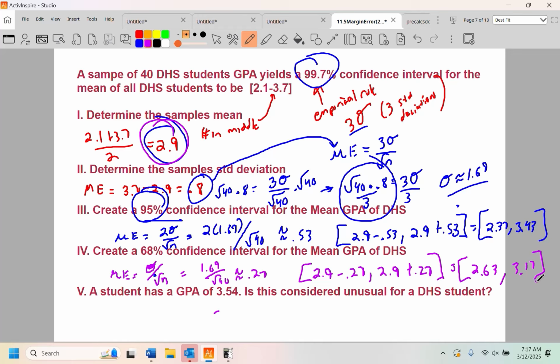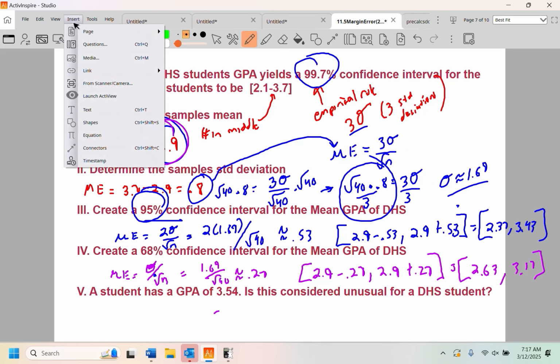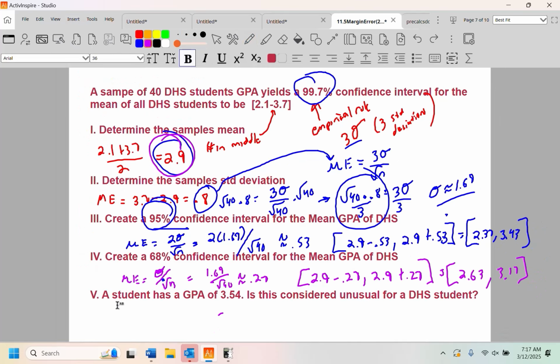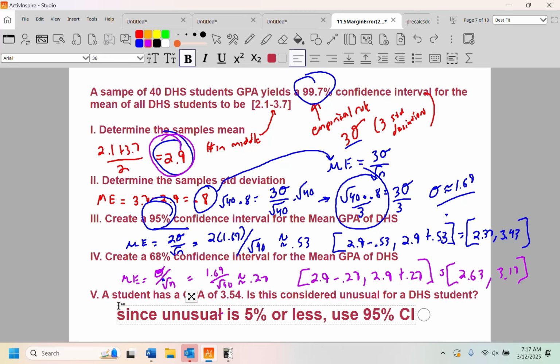All right, a student has a GPA of 3.54. Is this considered unusual? The unusual events are always going to be about the 95% confidence interval. So think about that. Since unusual is 5% or less, we use the 95% CI.